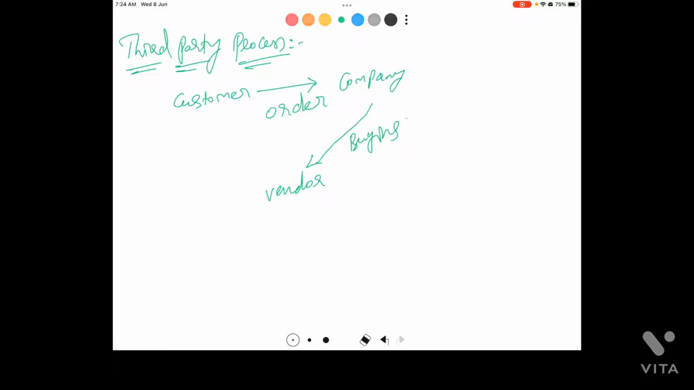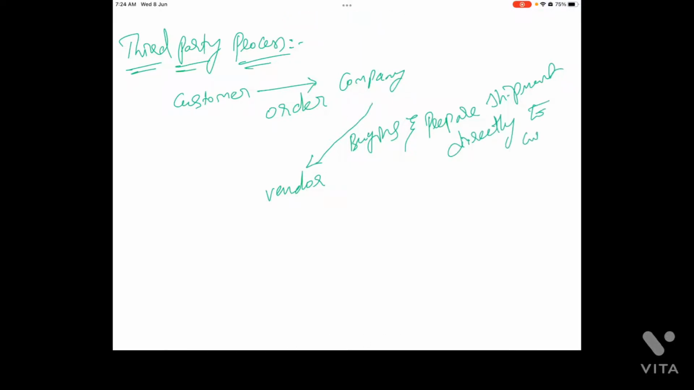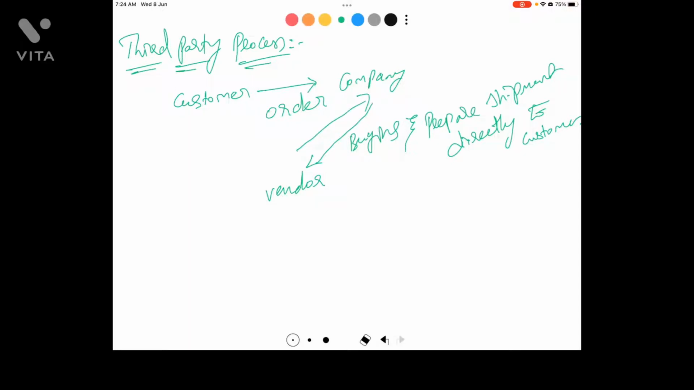And the company requests the vendor, please prepare the shipment directly to the customer. Instead of the vendor sending the goods back to the company for dispatch, the company requests that they be dispatched directly to the customer. In this case, the goods move directly from the vendor to the customer. So this is a sales order, the customer order.